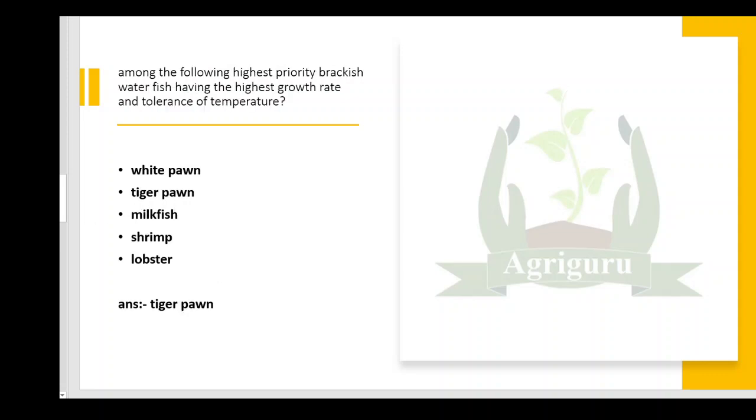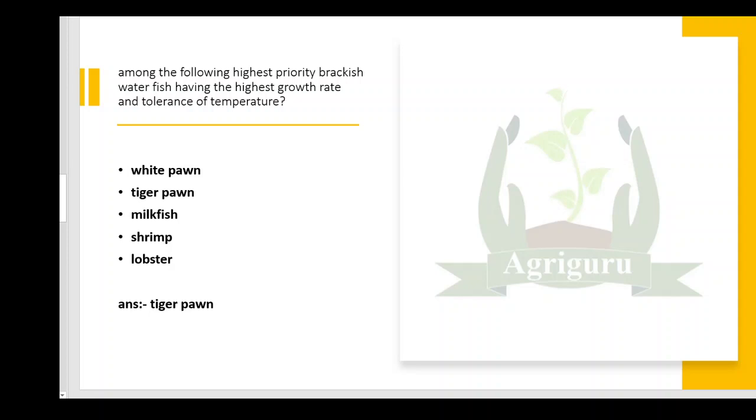Next, a question from fisheries section. Among the following, highest priority brackish water fish having the highest growth rate and tolerance to temperature. See, here is the ambiguity in the options itself. It may be tiger prawn or it may be white lake prawn, which is venomous. So tiger prawn is one of the species which has highest growth rate in brackish water and also the tolerance of temperature. But now it is due to a disease.